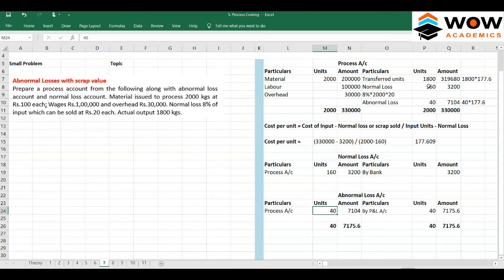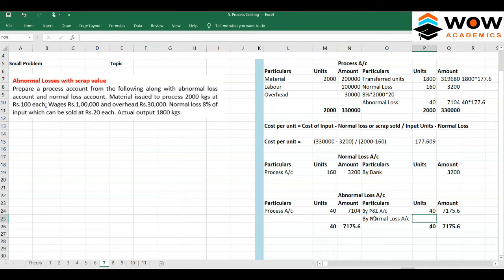They thought 1,840 units could be produced, but unfortunately 40 was also defective. So this defective could be sold for scrap, right? So what we can do is, we can transfer this to the normal loss account, from where this can be sold.